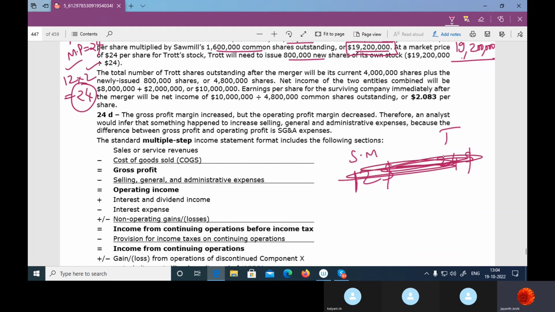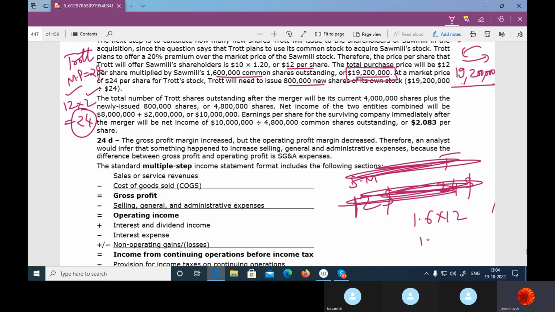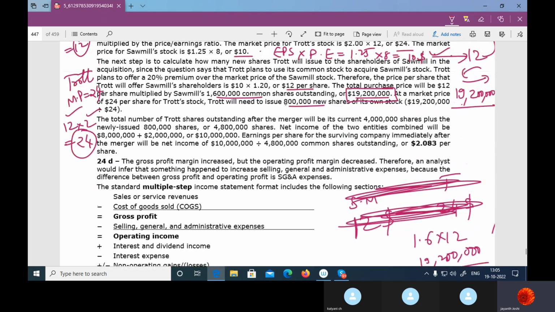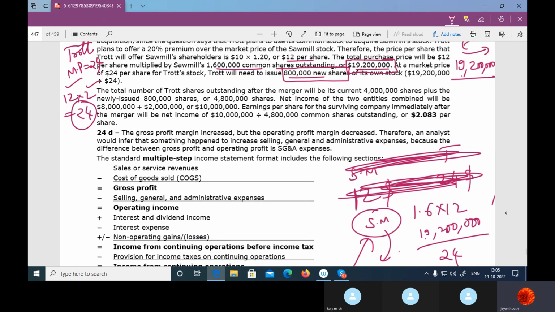It won't go like this because we have already found out the value. Because we took 1.6 million into 12, we already got the value, that is 1 crore 92 lakhs, divided by the Trot stock price of 24. So we will get these many new shares Trot has to issue. To buy the sawmill company, Trot will give its shares to the shareholders of sawmill, and if the shareholders of sawmill get shares of Trot, they become a part of Trot. That's it. So how many shares Trot has to give to sawmill? 8 lakh shares.